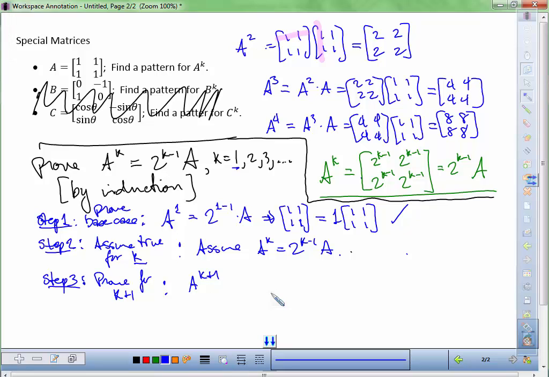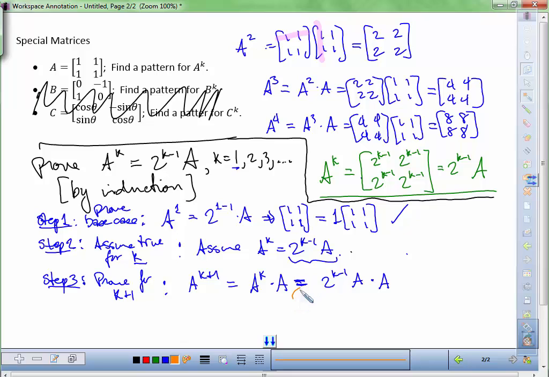So what we're going to do is use definitions and our assumption to see what this is going to equal. So a to the k plus 1 is equal to a to the k times a. And a to the k, according to your assumption, and this is where you use the assumption right here in this equality, is equal to 2 to the k minus 1 times a, times a. That's where we use our assumption to find what that equals.